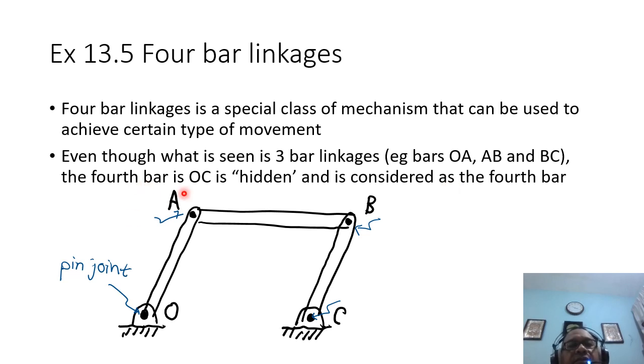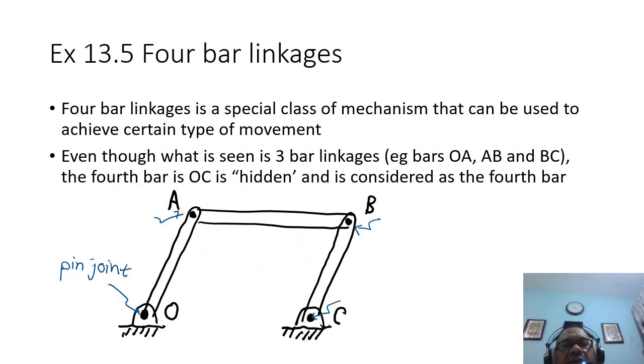In terms of construction of the 4-bar linkages, you will have the arm OA or the link OA, link AB and link BC, and there are pin joints or hinges, which we assume to be frictionless. So if you start to move the arm OA, you will see that arm BC will also move together. So this is where you want to achieve a certain type of movement. You can control the length of arm OA and the length of arm BC, and you will find that you can achieve a certain type of motion using the movement of arm OA and BC.